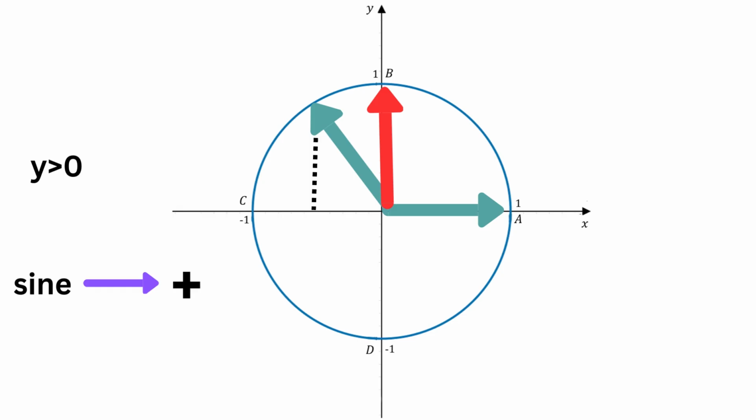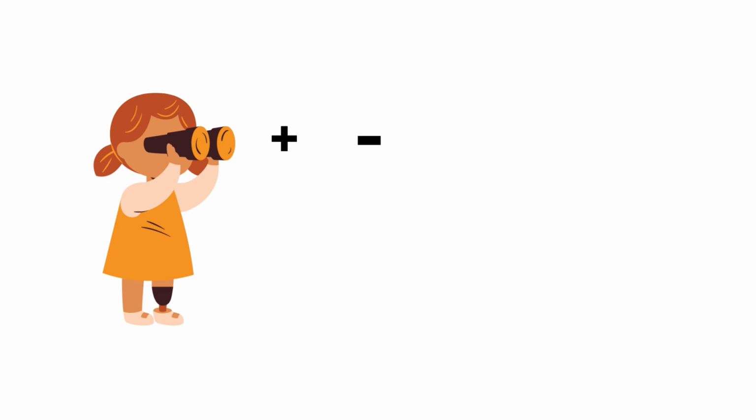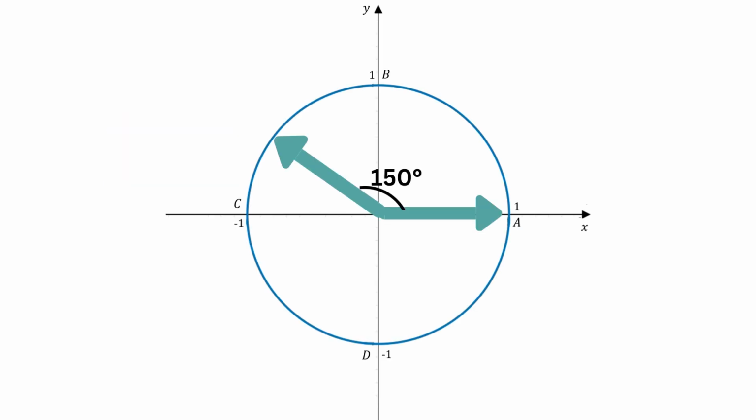To remember who is positive in which quadrant, it is enough to look at the plus and minus signs on the coordinate plane. For example, finding the sine of 150 degrees is actually like looking at the sine of 30 degrees, which completes it to 180. Just don't forget to check the sign of the quadrant it's in.